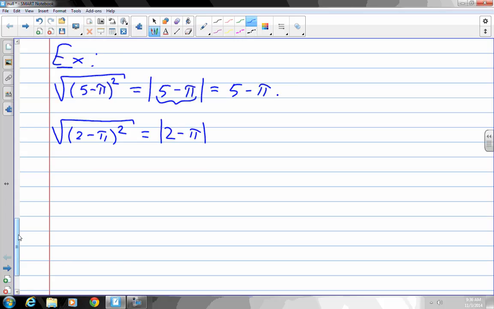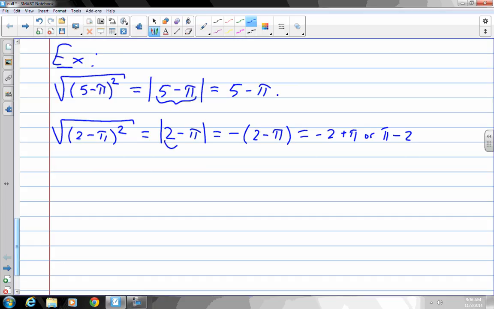Well, since 2 is less than pi, 2 minus pi is negative, right? So we need to change the sign. The way we agreed, the way you change the sign, you multiply by a -1. So it changes both signs. It's -2 plus pi, or pi minus 2. It just kind of flips around the negative. Remember when we flipped around the negative, there's an extra negative, so that's kind of the same idea.